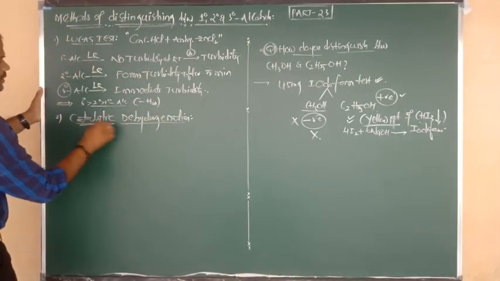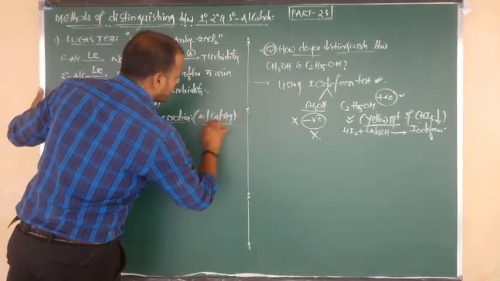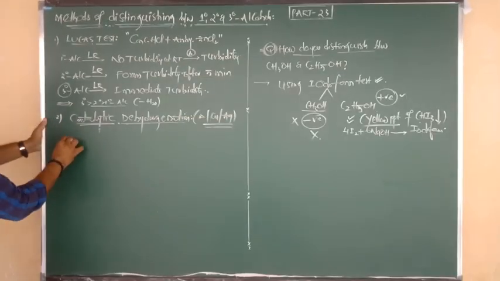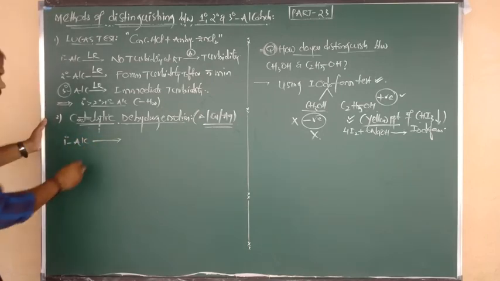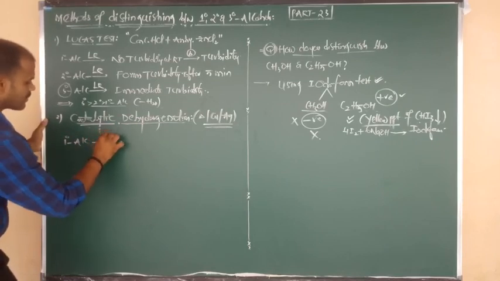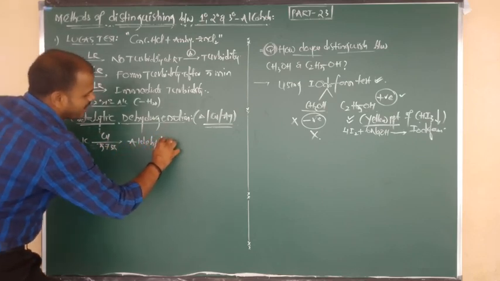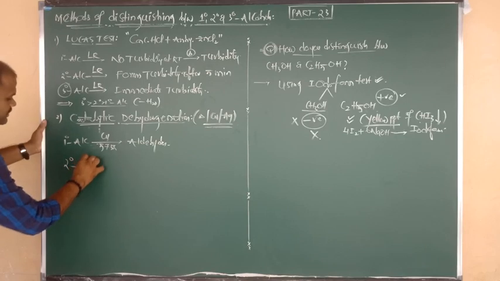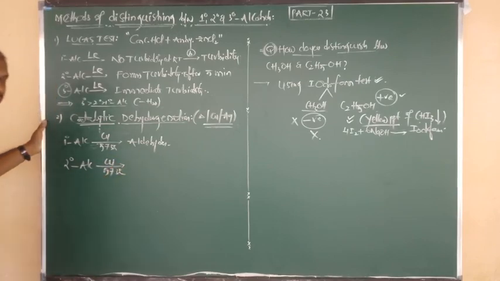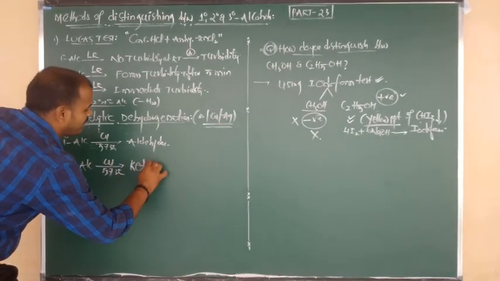Catalytic dehydrogenation. Using which methods? Upon heating with copper, upon heating with silver, at a temperature of 573 Kelvin. Once again, primary alcohols, by passing over hot copper at 573 Kelvin, give the product aldehyde. Next, secondary alcohols, again passing over hot copper at 573 Kelvin, give the product ketones. Primary alcohols give aldehydes, and secondary alcohols give ketones.